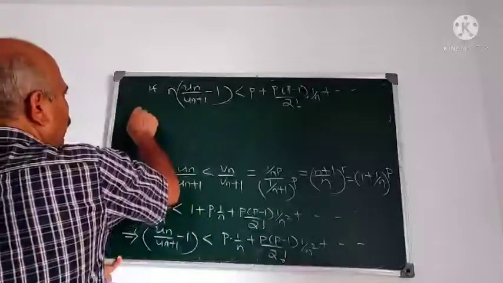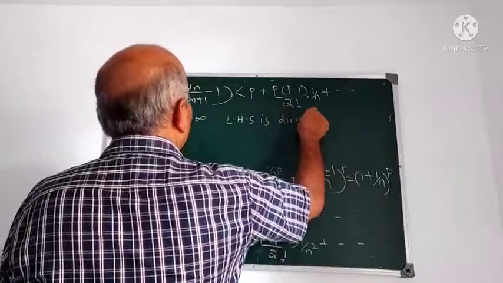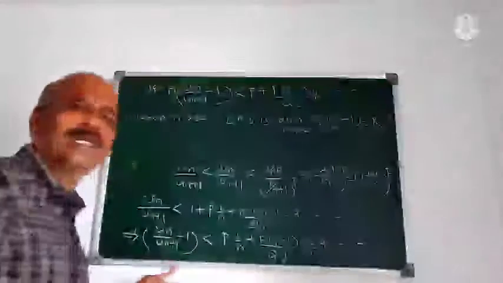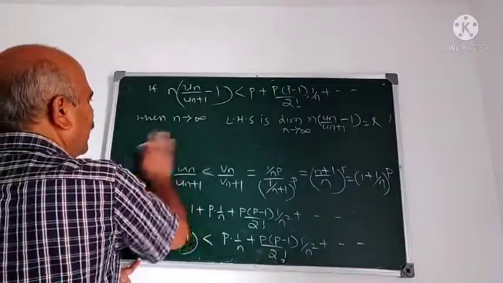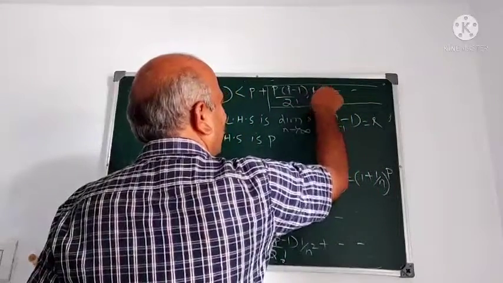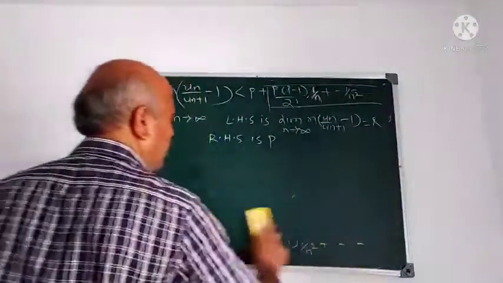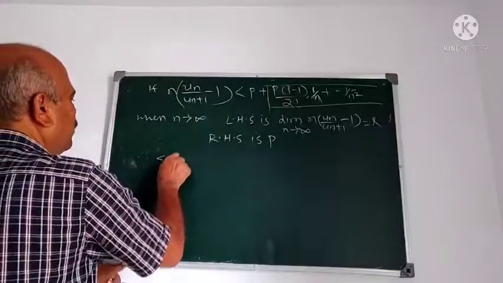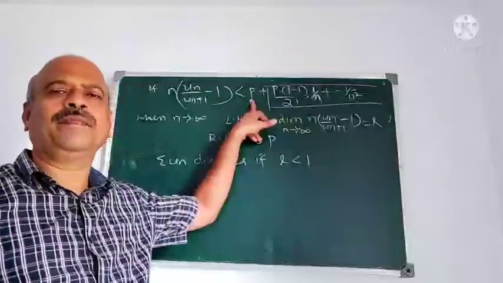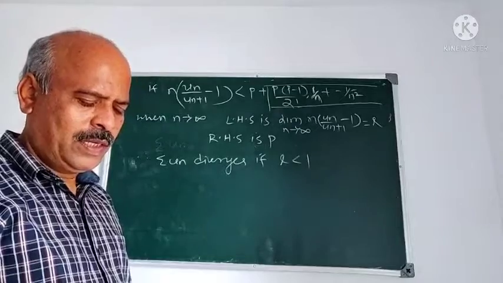Now we consider the limiting case. When n tends to infinity, the left hand side is limit n into un upon un plus 1 minus 1 as n tends to infinity, which is equal to L. We have taken that as L. The right hand side is P, because all the other terms tend to 0 as n tends to infinity, since they involve 1 upon n and 1 upon n square. Therefore, right hand side is only P. Therefore, sigma un diverges if L is less than 1, because P is less than 1. So this series diverges if L is less than 1.